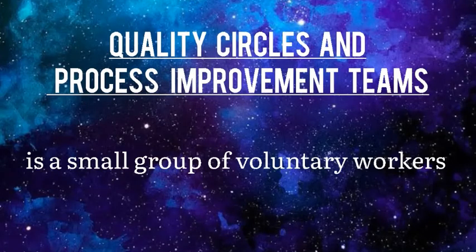The next one is quality circles and process improvement teams. It's a small group of voluntary workers who meet regularly to discuss problems and determine possible solutions. Quality circles are important because they improve communication, enhance decision-making skills, improve motivation, and so on. Those involved in quality circles may become more motivated as they feel valued within the company.